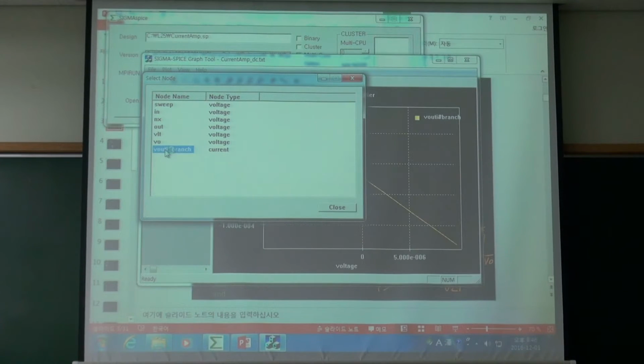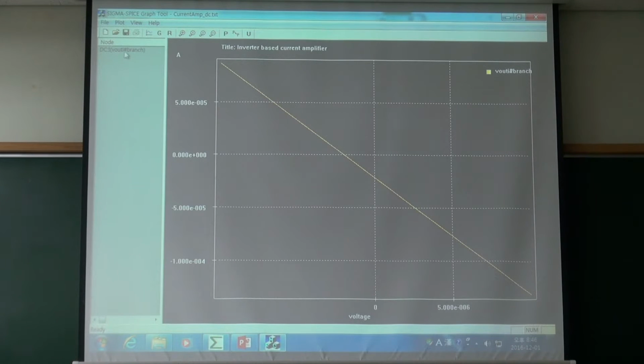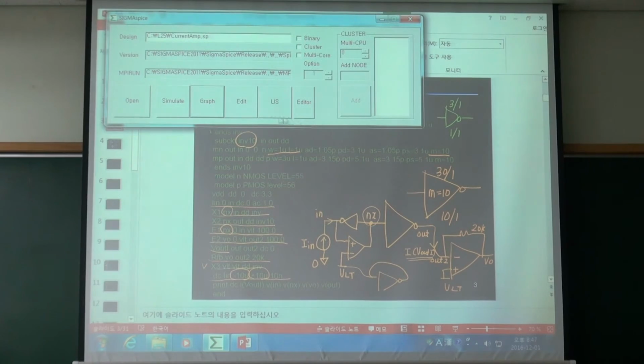Now let's look at the output node branch. 88, around the same offset, right? Somehow 130 microamp. So there is an asymmetry, right? So here I can see this is 1.6, or this is 1.9 microamp, even larger offset. Okay. Somehow there is some offset.